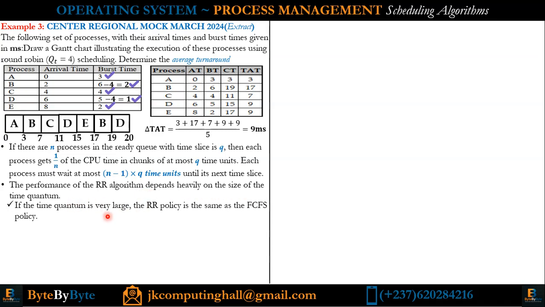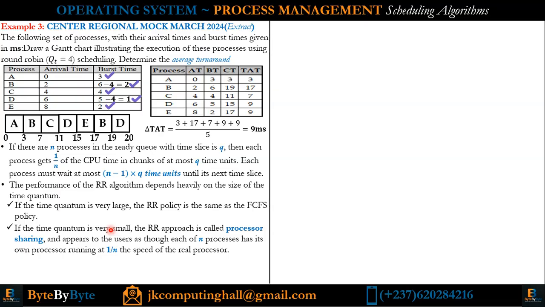If the time quantum is very large, the round robin policy is the same as first come, first serve. I think this question came in the Northwest Regional Mock 2022 or 21. Yes, this question was asked: when the time quantum of a round robin is very large, it is similar to, and the answer there was that it is similar to first come, first serve.